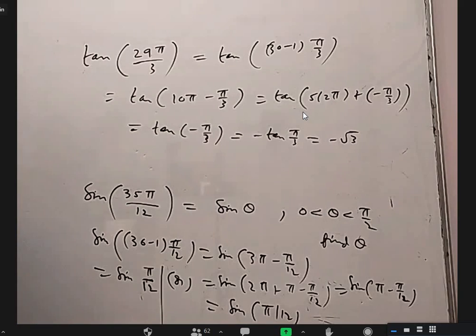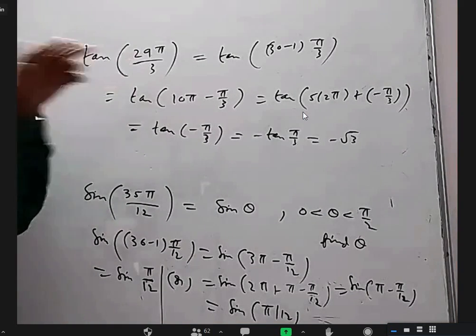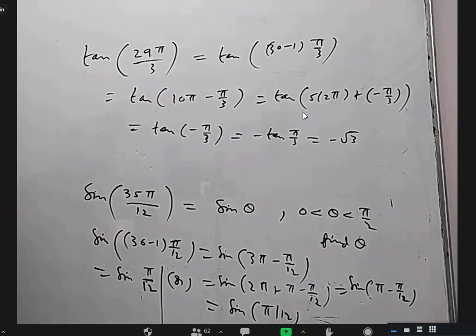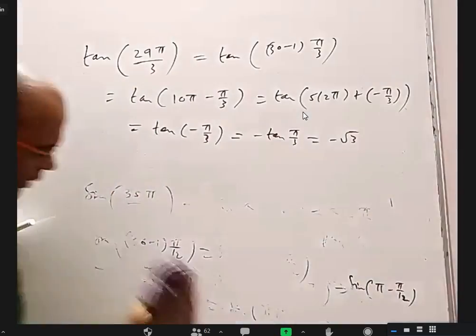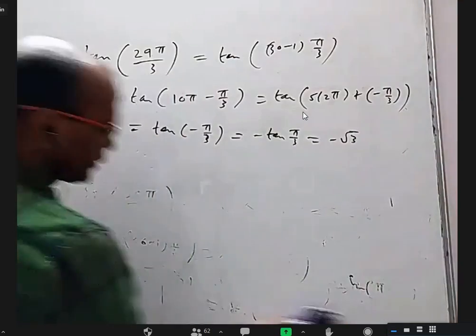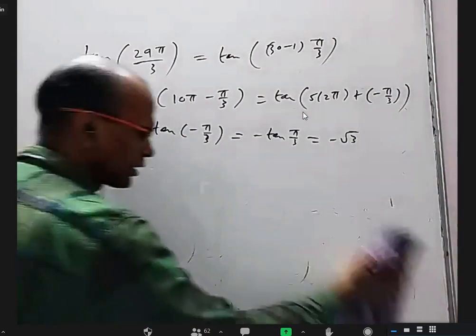Otherwise, if you want to write it as a mixed fraction, you have to write it as 9 plus 2 by 3. 9 pi means you have to neglect 8 pi. You will be left with pi plus 2 pi by 3, and do some simplification. Okay, so you know when the angle is in degrees, how to deal with it, and when the angle is in radians, how to deal with it.